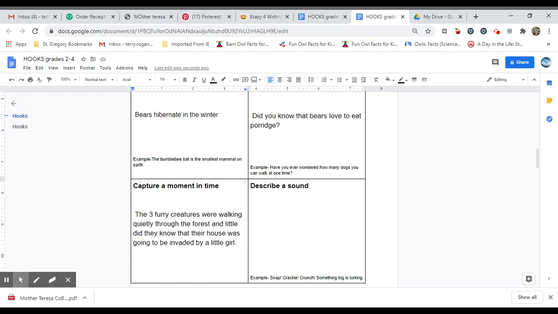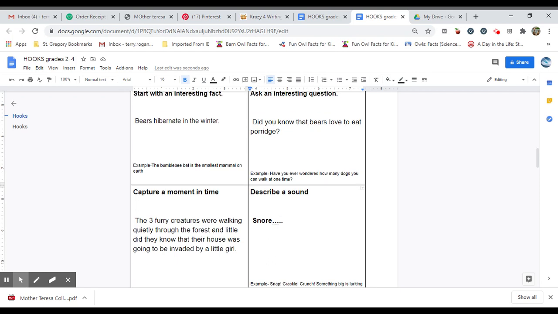And then one of your hooks could be describing a sound. Now, as you know, at the end of Goldilocks and the Three Bears, they find Goldilocks asleep in Baby Bear's bed. So perhaps your sound could be "snore," because that's where they hear her at the end of the story.